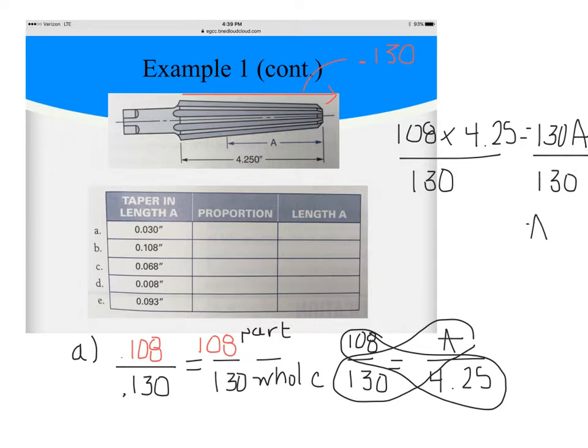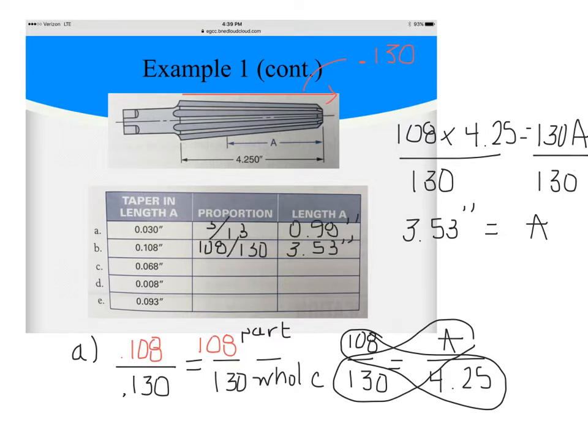When we do that, we find that the length of A is equivalent to 3.53 inches. Now that should seem reasonable because 108 over 130 is about 83%, as we said today in class. About 83% of 4.25 is about 3.53 inches. So the length of A here in part B would be 3.53 inches.